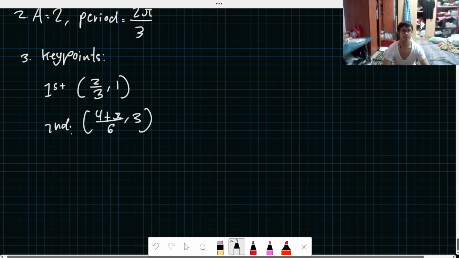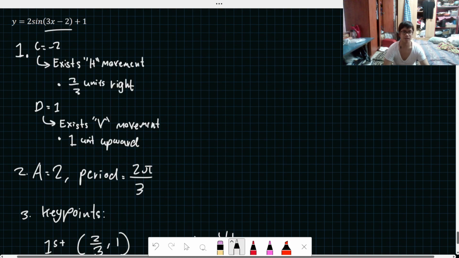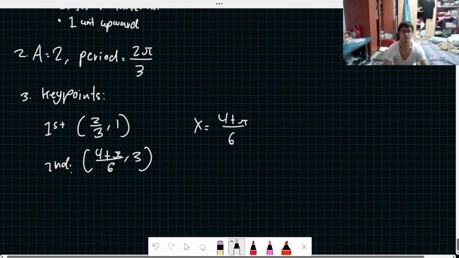Okay, let's find the third key point. So x is equal to, add the previously found x by, what's that again? Oh my God, I actually erased it. Pi all over 6. Okay, I remember. Yeah, pi all over 6, because remember, when we divide the period by 4, it's pi all over 6. So added with pi all over 6.